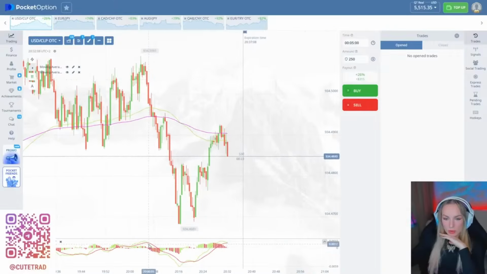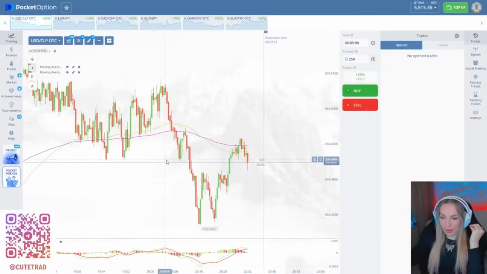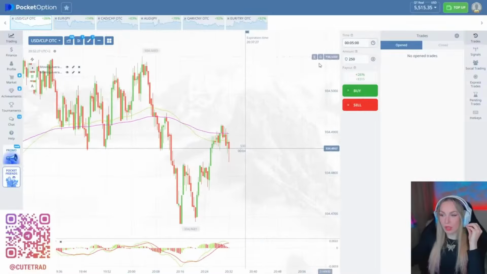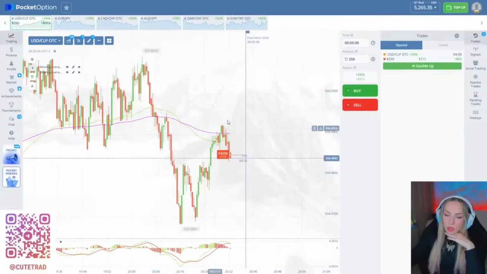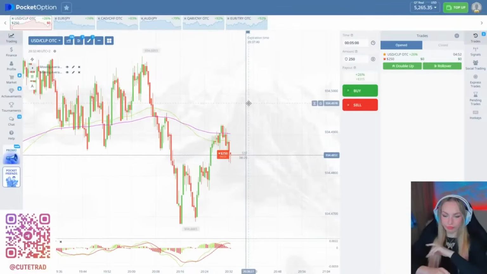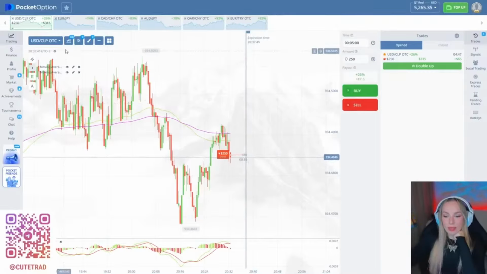Actually, here was the good signal to open the trade in the downward direction at 8:06. And at 8:16, in 10 minutes, the price went down. 10 minutes the price needed to go down. So I think here also we need to open the trade minimum for 5 minutes. Let's open right now 5 minutes in the downward direction, $250. Let's go. Let's see.